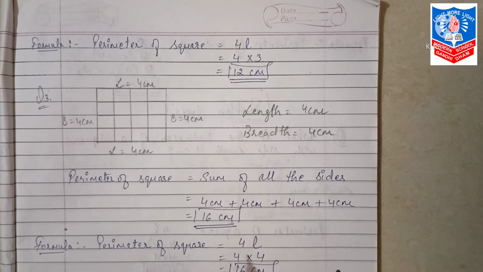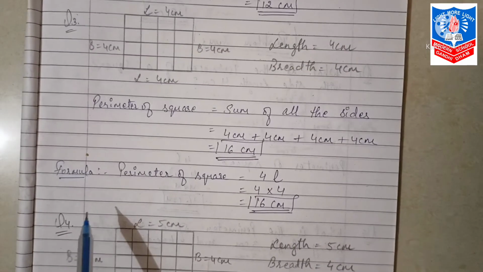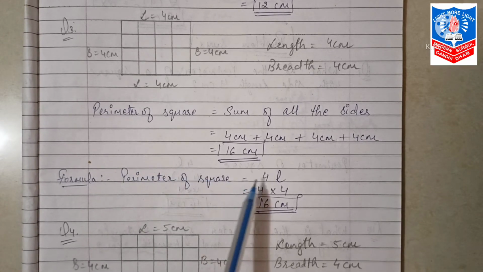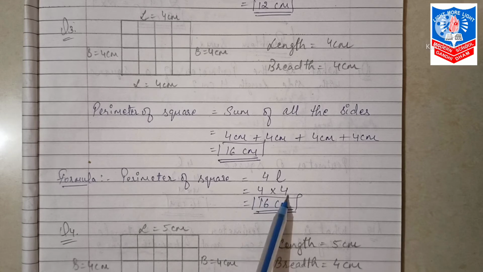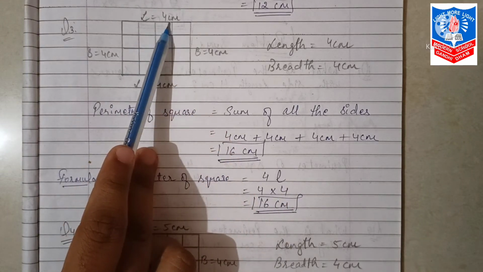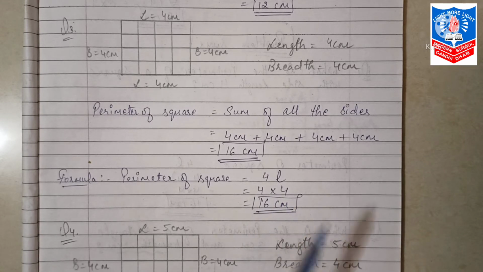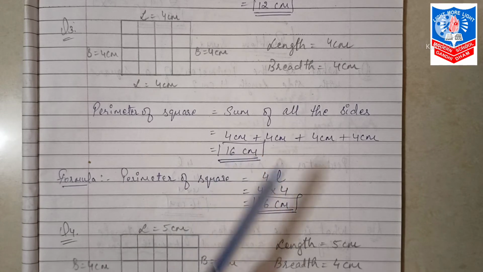Next, the formula we are going to apply. Perimeter of square is equal to 4L. Next, 4 into length, your 4 centimeter is applied here. Okay, equal to 16 centimeter. You can check both the answers are correct. That means your sum is correct.